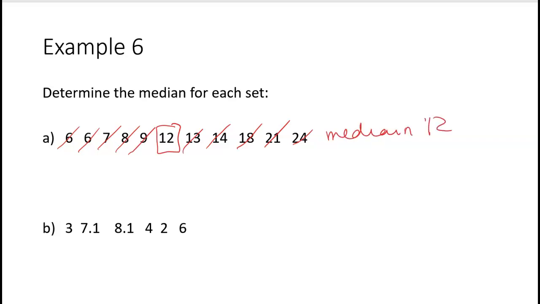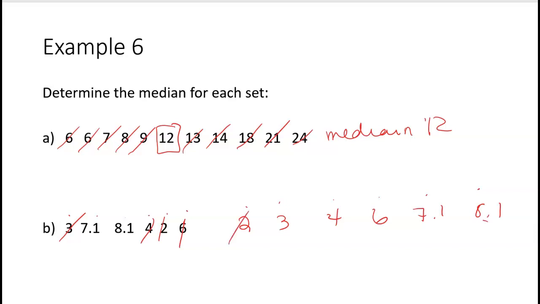Now here, this list is not in order. So first, I'm going to list it in order: 2, 3, 4, 6, 7.1, 8.1. And then I'm going to count 1, 2, 3, 4, 5, 6. You'd be amazed how many data points you're going to lose along the way.